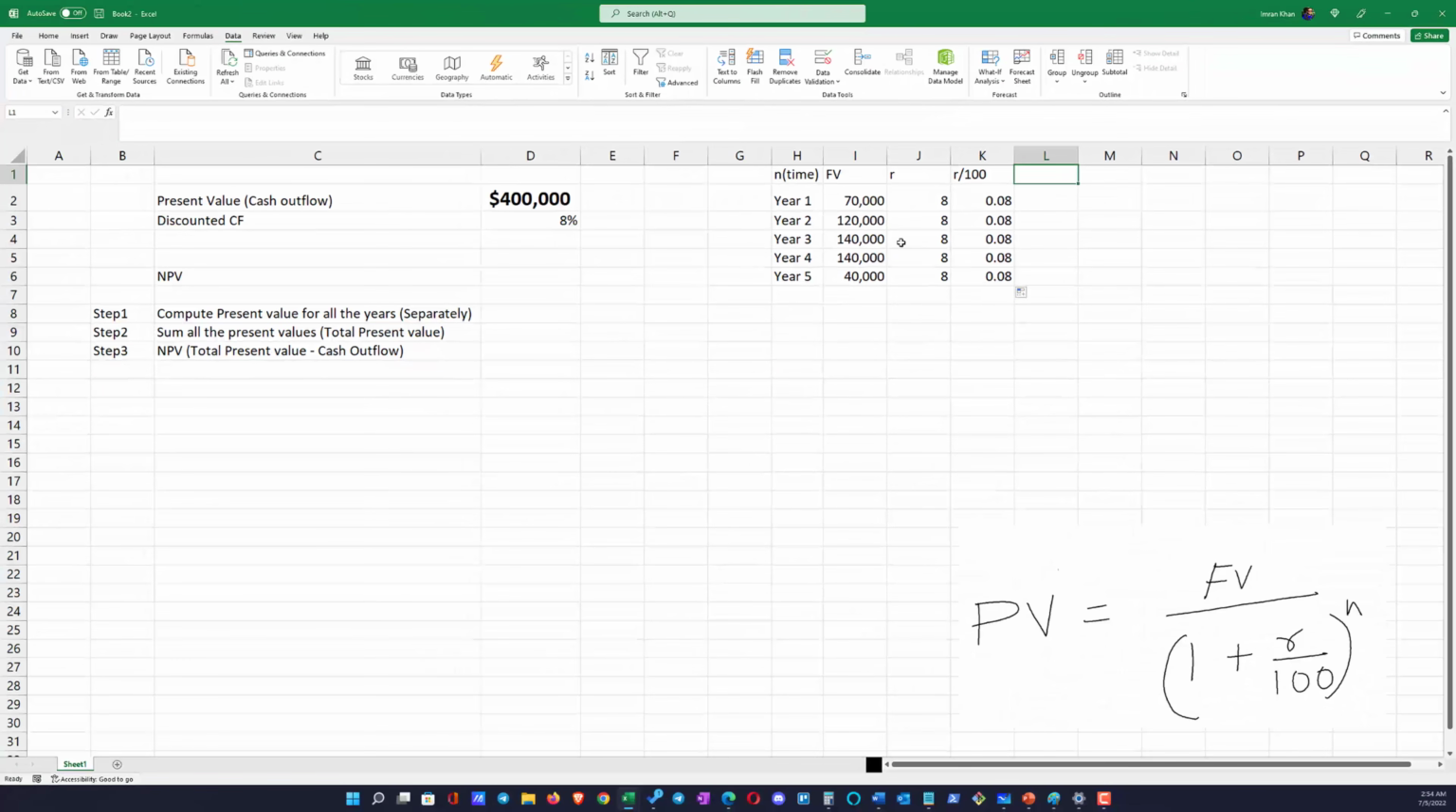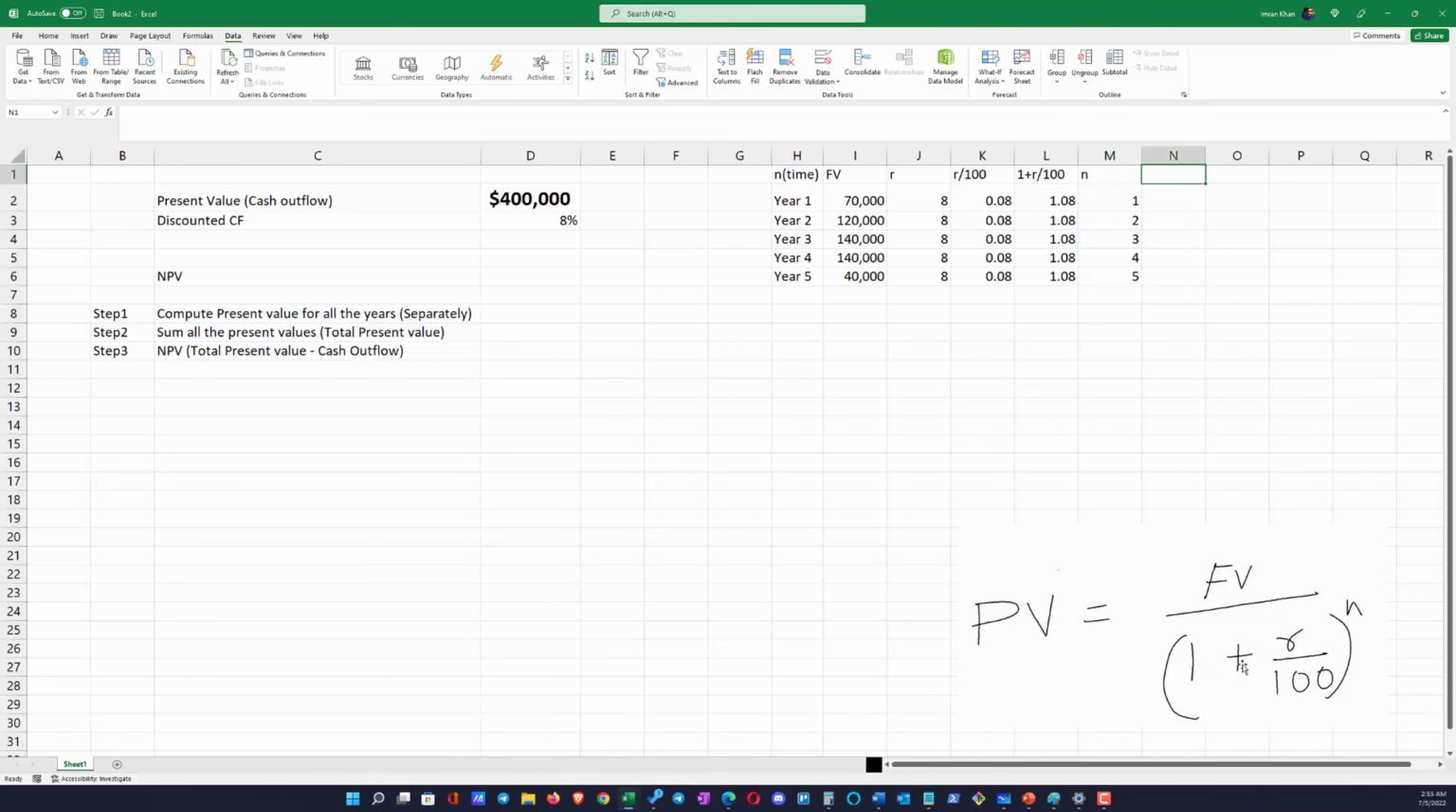Now that we have R by 100, let's do 1 plus R by 100 completely. So we have R by 100, so let's just add 1 plus R by 100. I'm going to drag the formula to the bottom. So 1 plus R by 100 is 1.08. Now we have the time n. Let's write the time here also, n. 1, 2, 3, 4, 5. First year, second year.